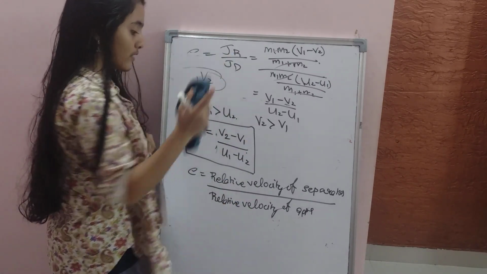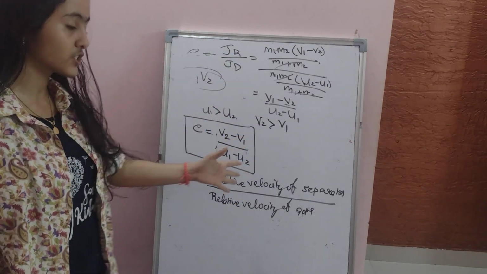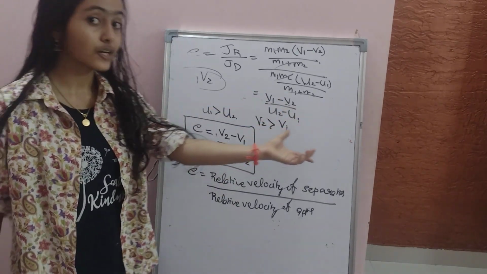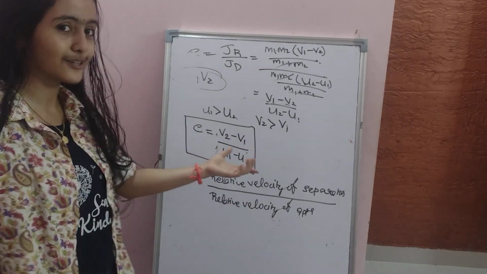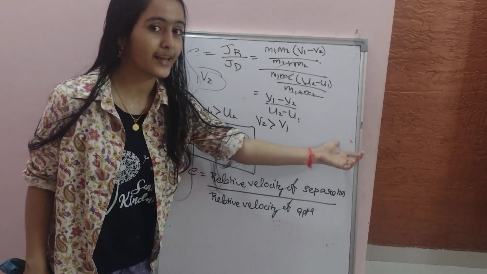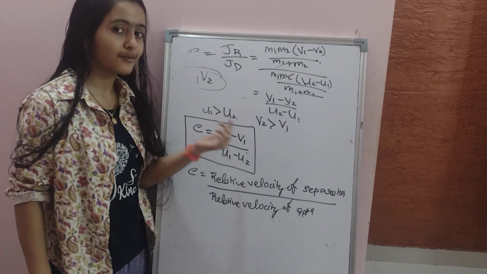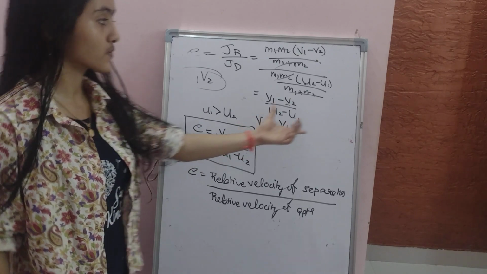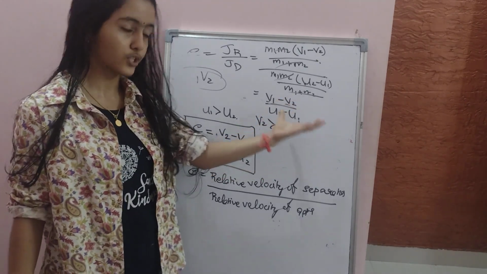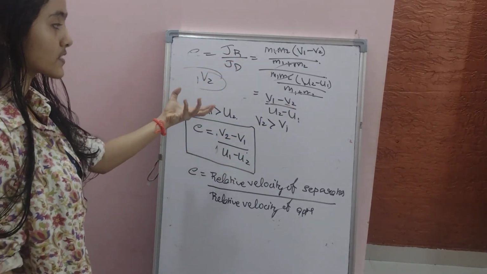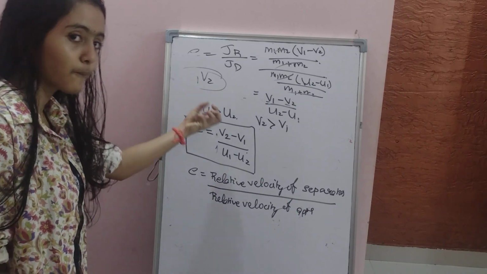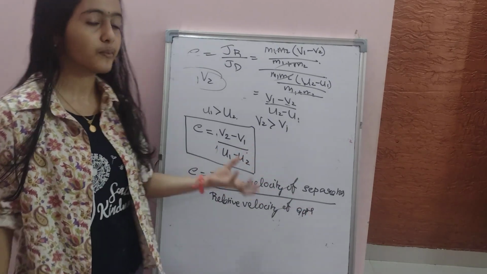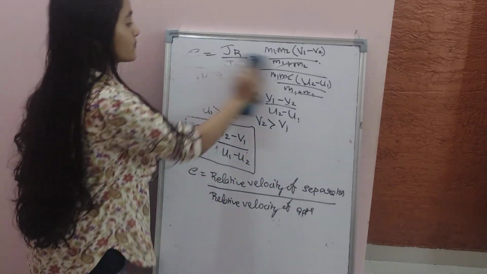So what is value E? E is the relative velocity of separation after collision. After collision, that is V2 minus V1, that is relative velocity. You heard about relative velocity, right? These bodies are moving in the same direction, so we can subtract these two values to get the relative velocity of separation, because the bodies are separating after collision. Relative velocity of approach, because the bodies are approaching before collision. Before collision they are approaching and then they collide, then after that they are separating. Therefore, relative velocity of separation divided by relative velocity of approach.